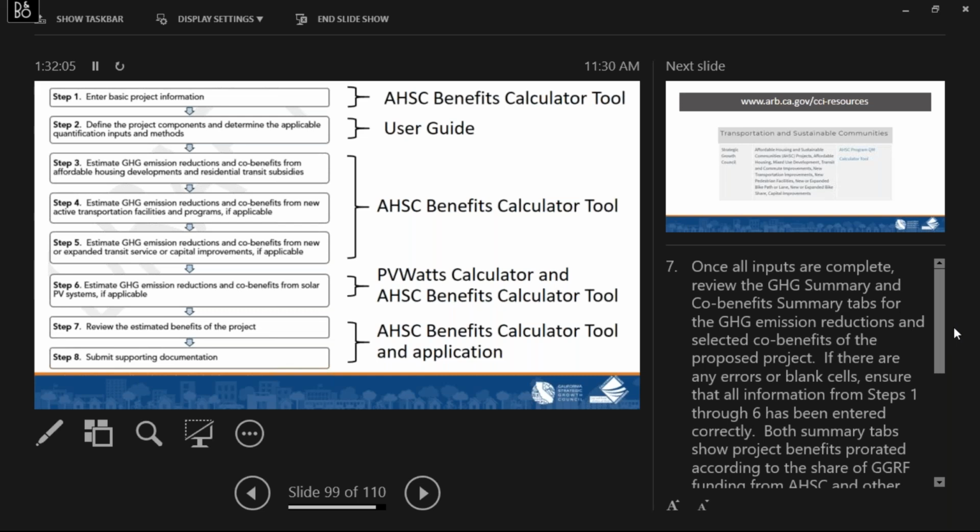The last step is to refer to the documentation tab of the AHSC benefits calculator tool, which shows required documentation both for all projects and for specific project components. Make sure that all of the necessary information is submitted so that someone else could replicate and review the benefits calculations. Again, that documentation tab is just a guide, and the AHSC application workbook is the final resource for all information about supporting documentation, including what to name the files and how to upload them to the FAST system.